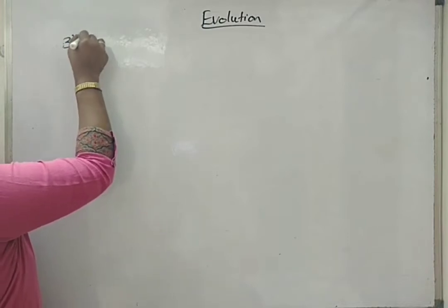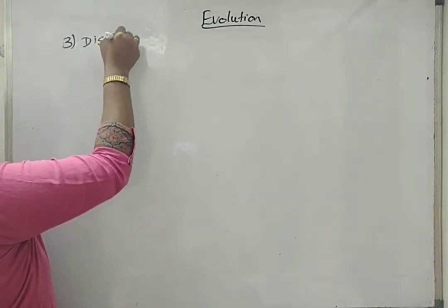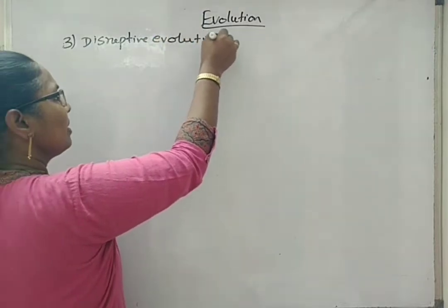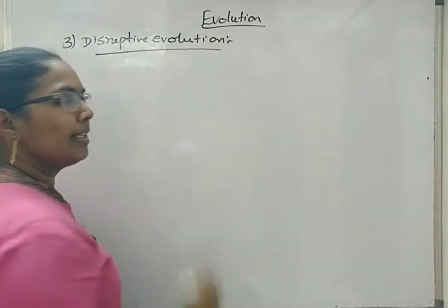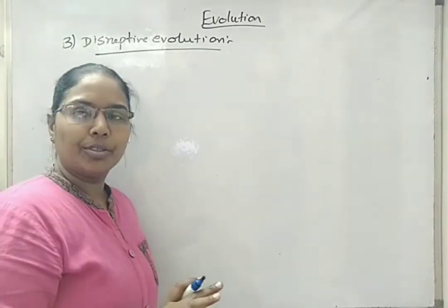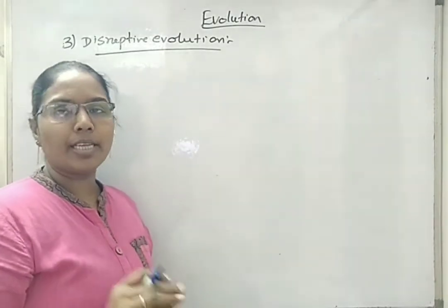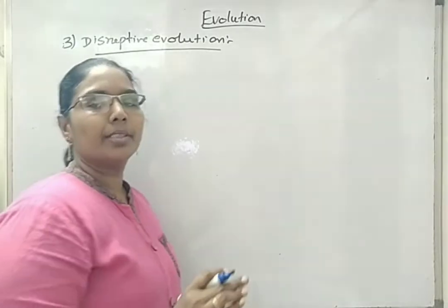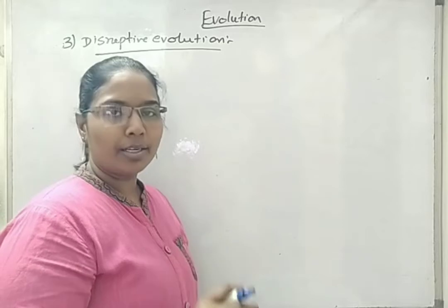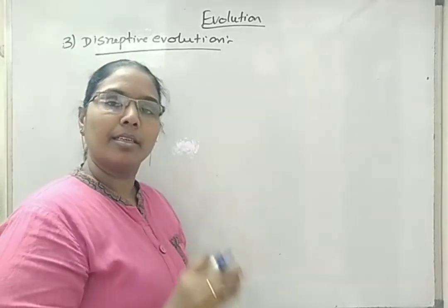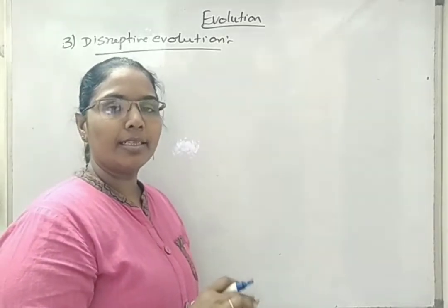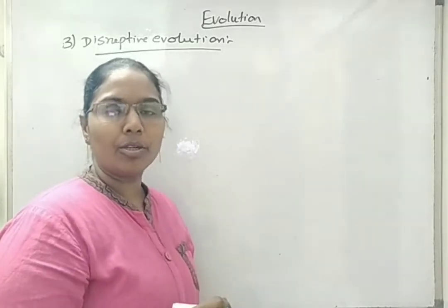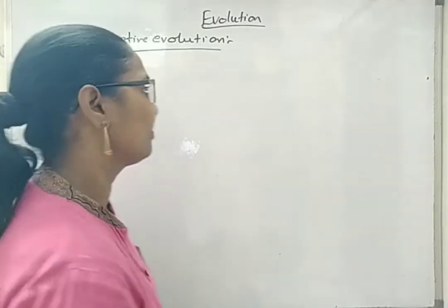Third one, disruptive evolution. In this type of evolution, nature has selected both the original species and the modified species to exist. It means that the intermediate forms do not exist in nature, but the original species have existed. At the same time, an equal number of the modified species also existed in nature.